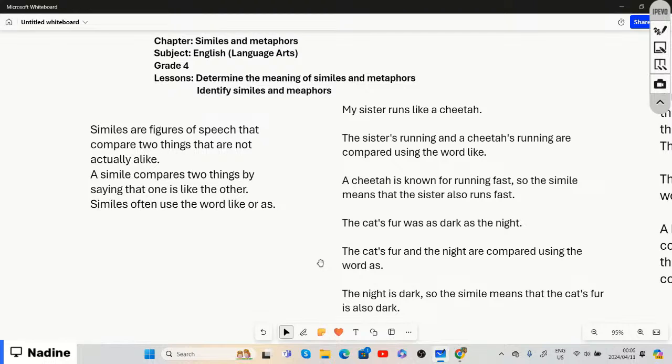And we look at similes and metaphors, right? Similes and metaphors, they compare things by saying that one is like the other.